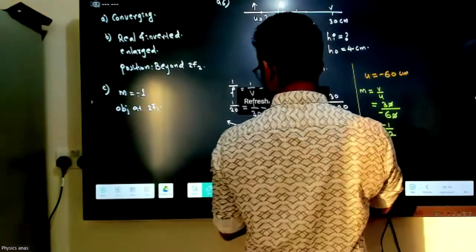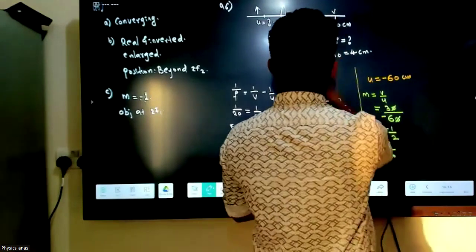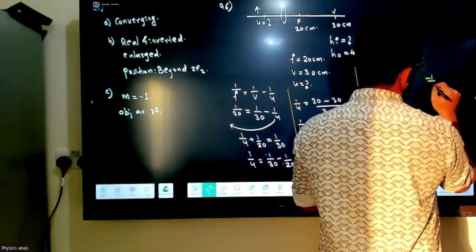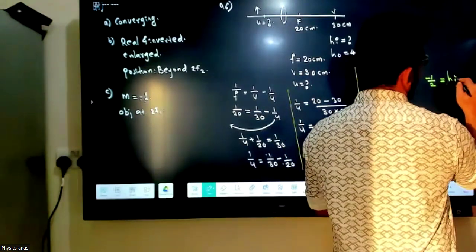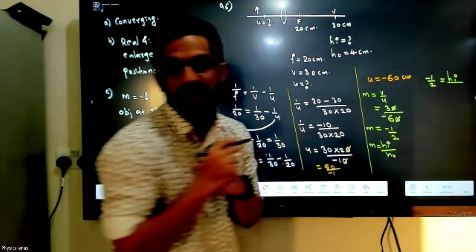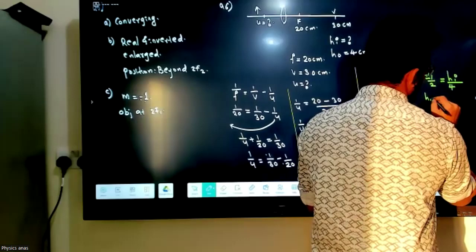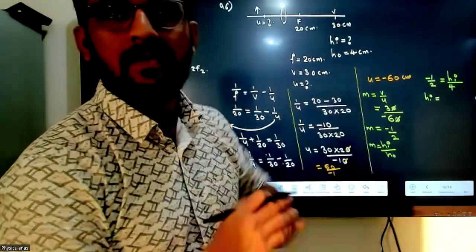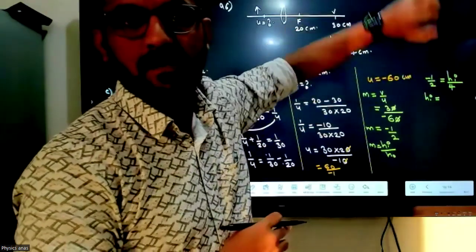What is M? M is minus 1 by 2. So minus 1 by 2 is equal to HI, which we don't know, divided by HO. HO is 4. How can you do this calculation? HI is equal to, bring this 4 to the other side.